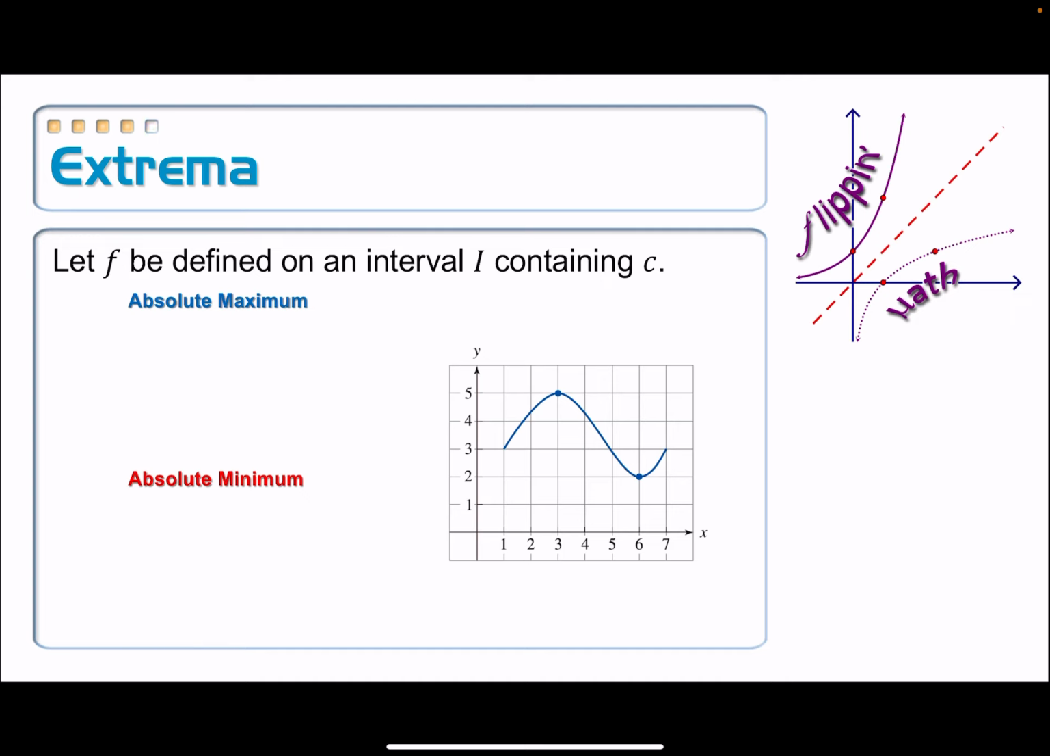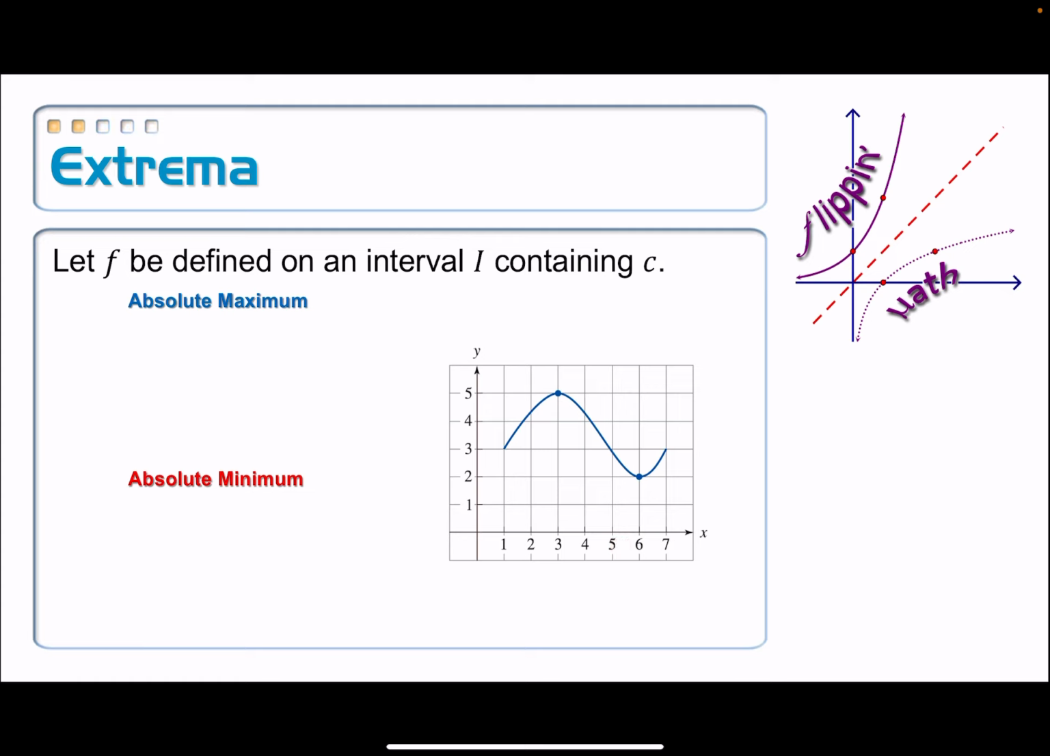Let f, our function, be defined on an interval I containing c. This interval I, that could be anything that our function is defined on. So for example, it could be from negative infinity to positive infinity. It's defined for all real numbers. Or maybe it's part of a trig function and we only want from 0 to pi. This one in the graph is defined on a closed interval from 1 to 7. And then the c value, we're specifically talking about the x's that are down here. We're picking something in that interval from 1 to 7.